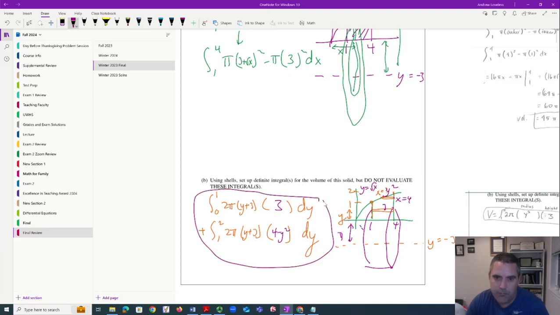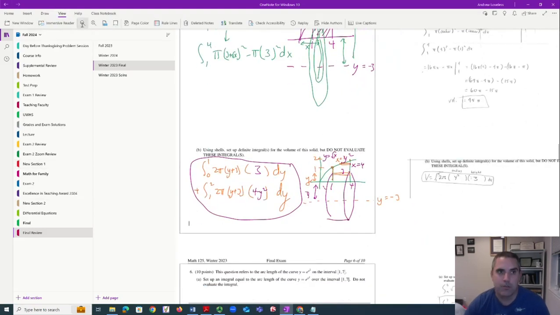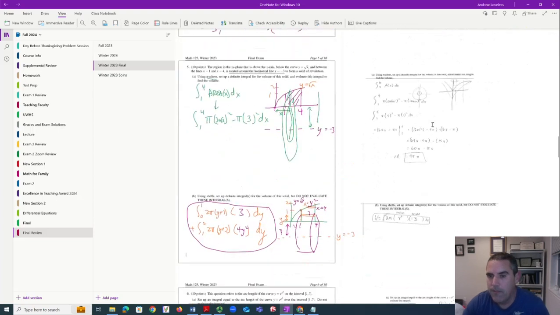That was our setup. Something like this you could actually compute if you had time at the end of your test, which you probably will on a final, and see that you get the same answer. So it is something that's checkable.